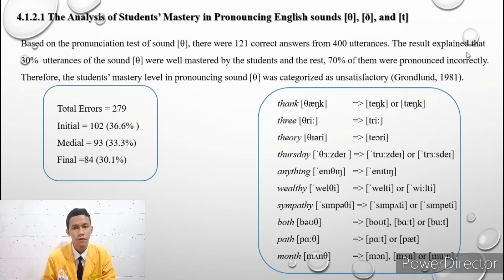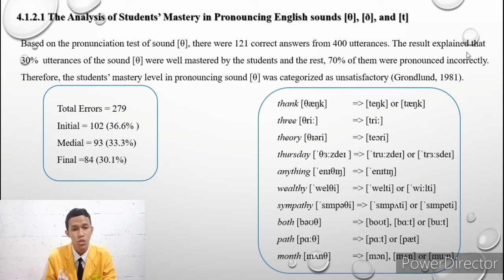And then for the analysis of student mastery in pronouncing English sound th, based on the pronunciation test of sound th, the result explained that 30% utterance of the sound th were well mastered by the student. Therefore, the student mastery in pronouncing sound th was categorized as unsatisfactory. Total error are 279. It happened in all position, initial, medial, and final.